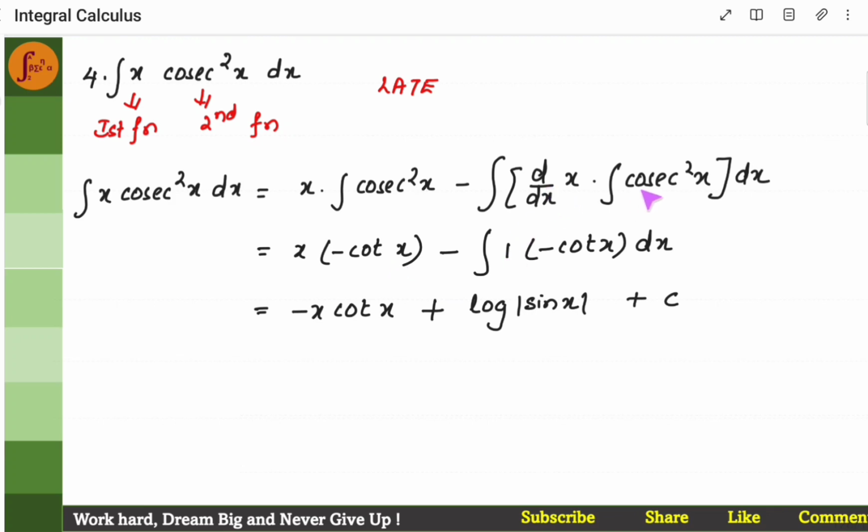And the derivative of x is 1. And the integral of cosec square is minus cot x. Now, let's remember one thing. The integral of cot x is log sin x. We need to remember this. We bring the minus out, so it becomes plus log of sin x plus c. So this is the answer.